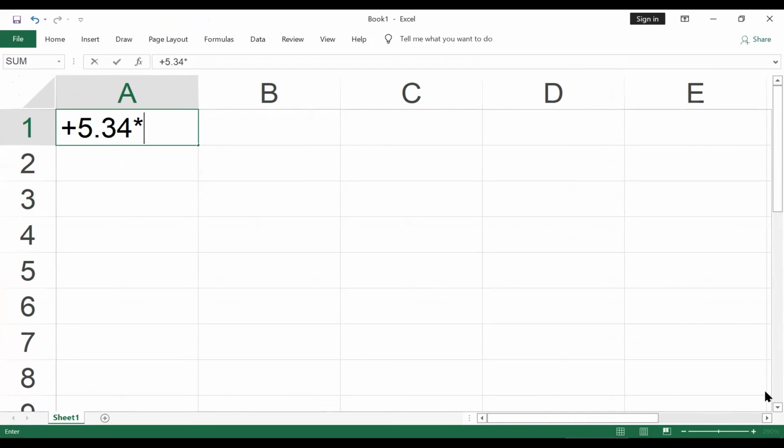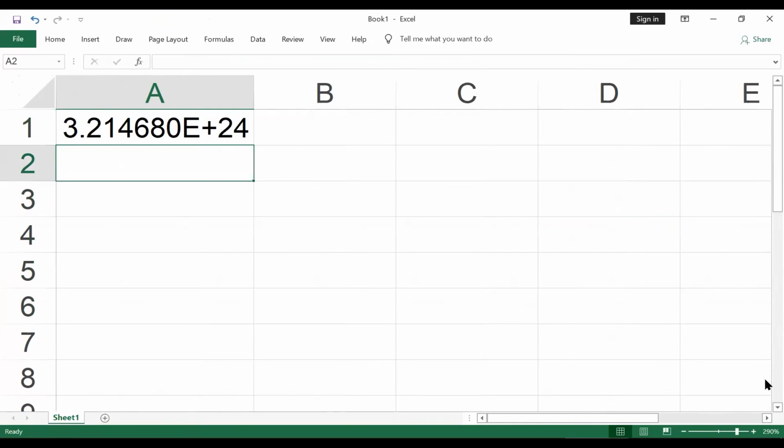I take 5.34 times Avogadro's number, 6.02 times 10 to the 23rd. This is what my calculator gives me. Remember, 5.34, 3 significant figures. Avogadro's number, 3 significant figures. I round this off to 3.21. Keep the 3, keep 2, keep the 1, use the 4 to round off. It's 4 or less. So the answer is 3.14.